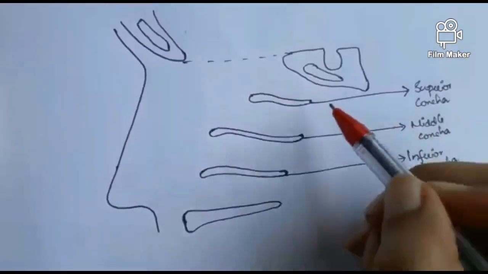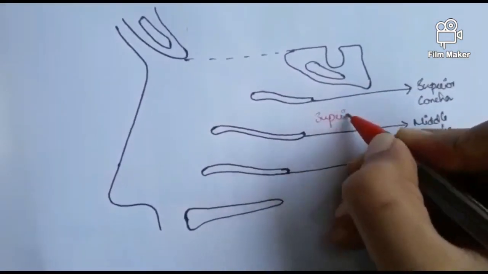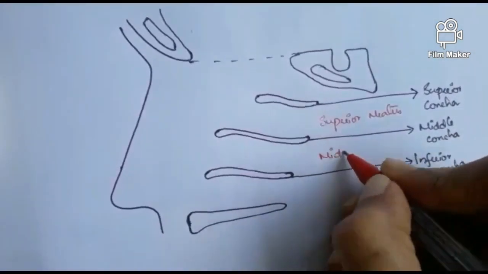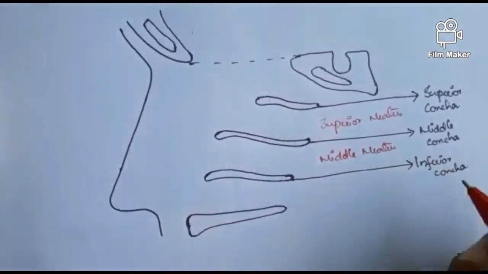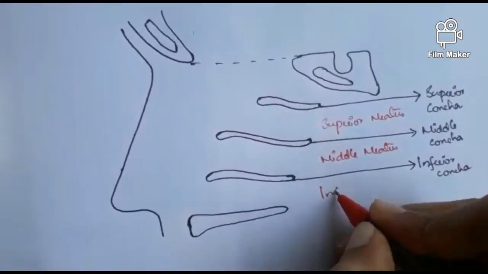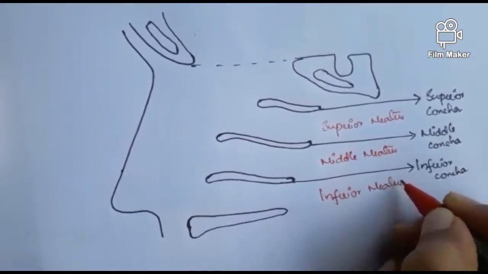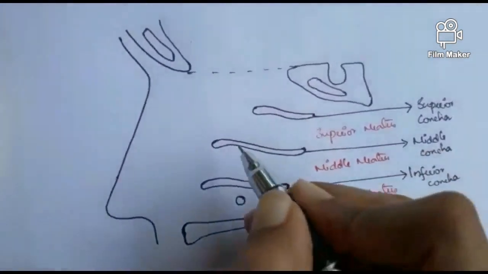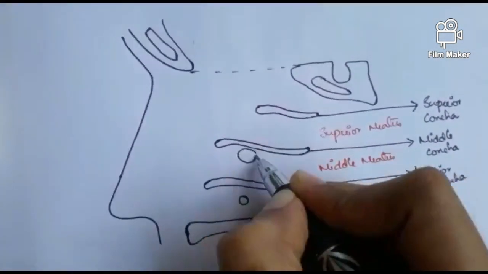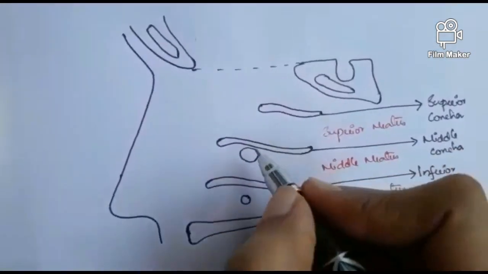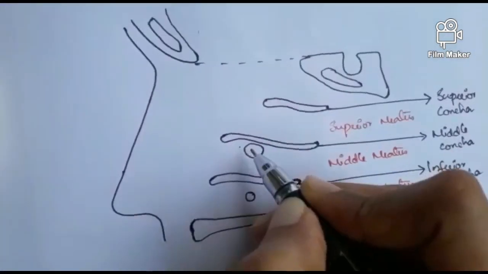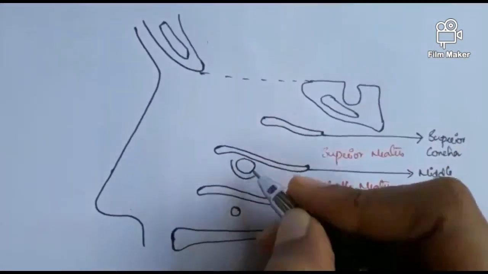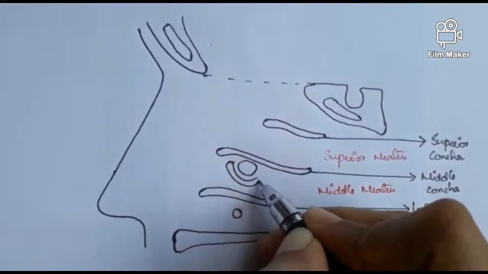The space between the superior and the middle concha is called the superior meatus, and the space between middle concha and the inferior concha is the middle meatus, and between the inferior concha and the palate is called the inferior meatus. Okay, in the inferior meatus, we have the opening of the nasolacrimal duct, and in the middle meatus we have a rounded elevation called the ethmoidal bulla, which is present below the middle concha, and below the ethmoidal bulla we have a semicircular sulcus, which is called the hiatus semilunaris.